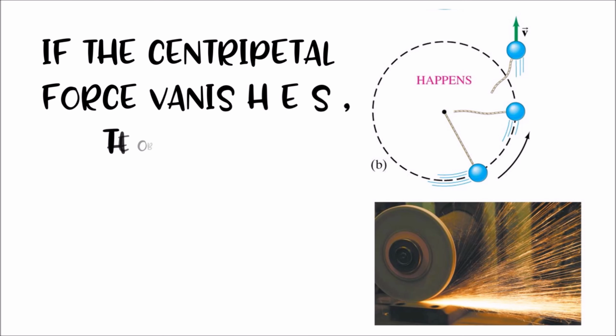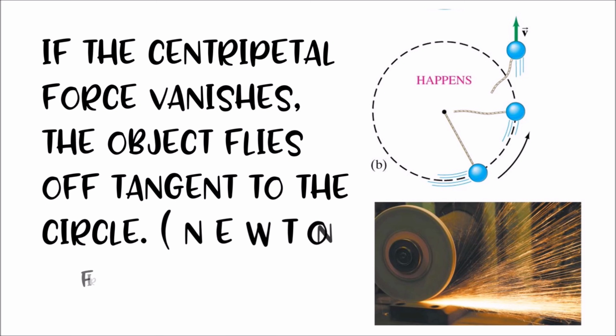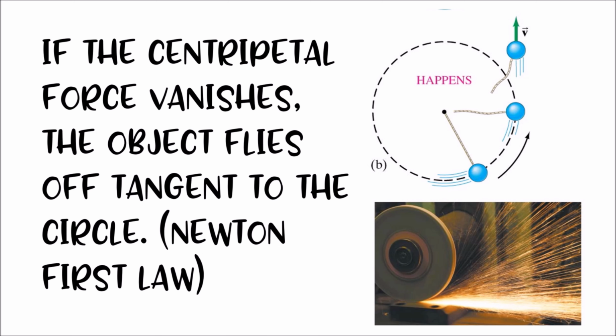As you can see on the picture above, the object is moving in a circular path, and when its string is suddenly cut off, it flies off tangentially to the circle. And as you can see also on the second picture, the sparks are also flying off in a straight line, which shows Newton's first law of motion.